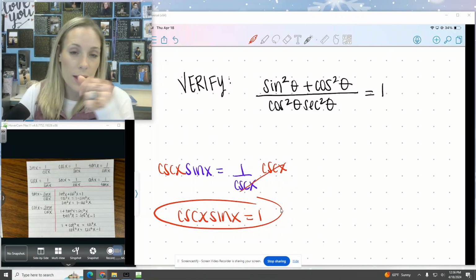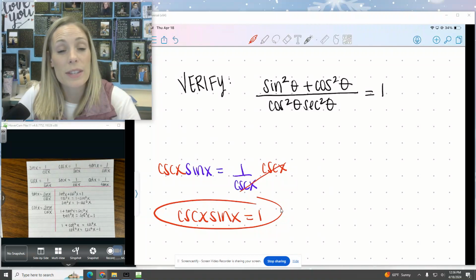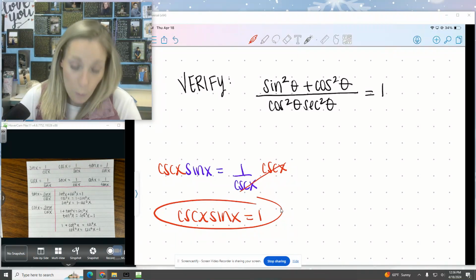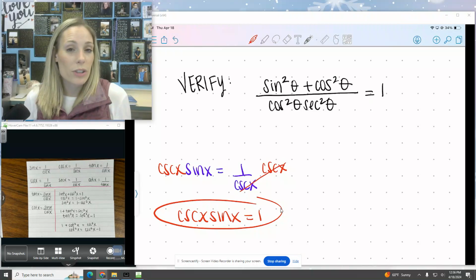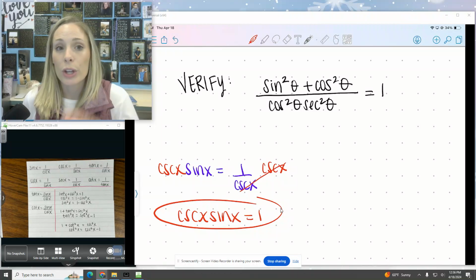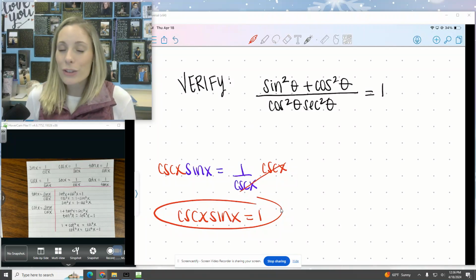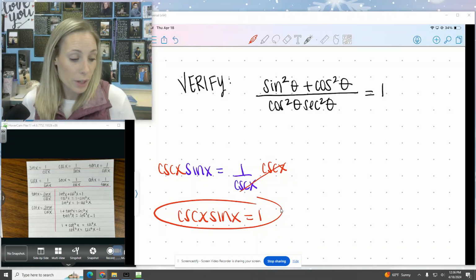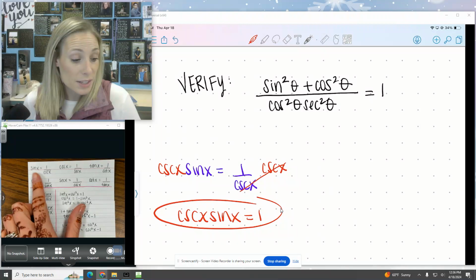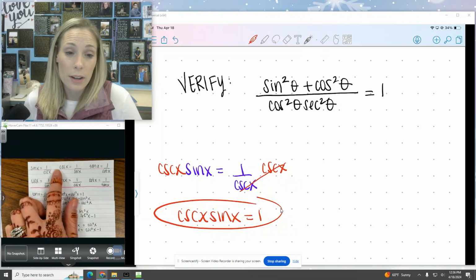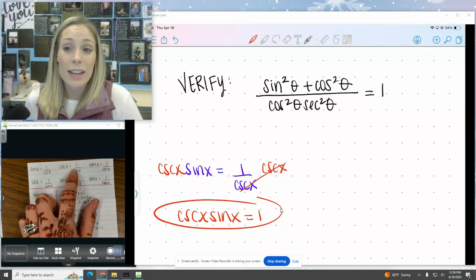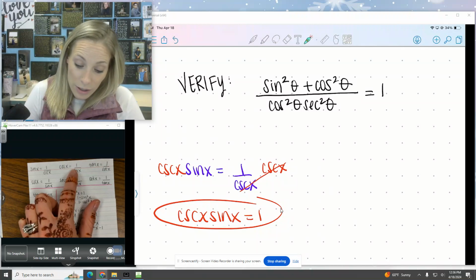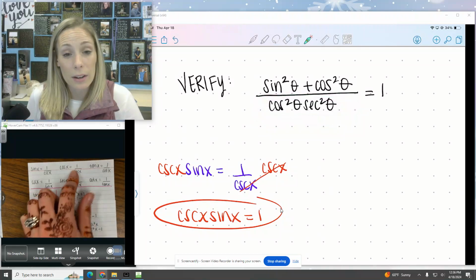Every single time you multiply reciprocals together, you get 1. If you recognize that, it just gives you another tool in your tool belt to help you be more efficient and proficient at this. So right here, sine of x times cosecant of x equals 1. Cosine of x times secant of x is 1. And I'm drawing attention to that because I see a cosine times a secant right here.